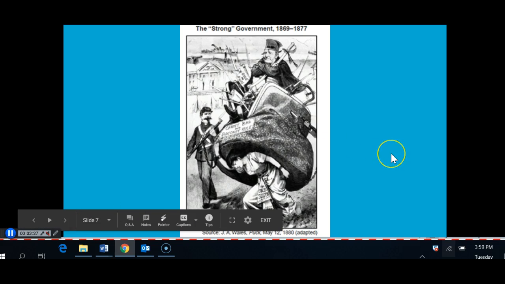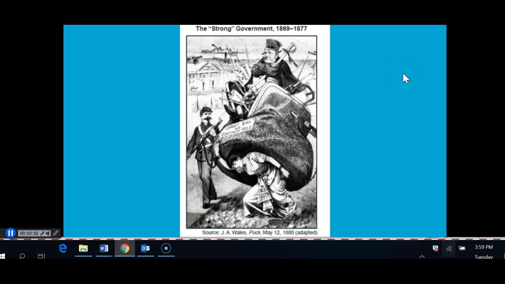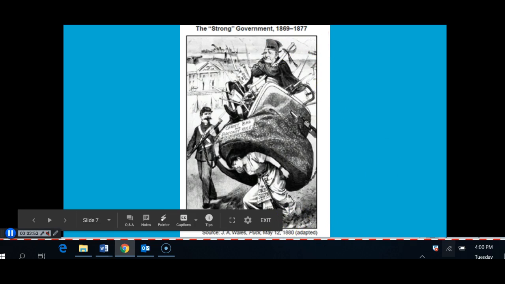Okay, so this is our political cartoon. You can see on the top that it is titled The Strong Government. It was created during the era of Reconstruction. At the bottom, you can see that the cartoonist's name is J.A. Wales, and it was created in 1880, although it is about the time period of Reconstruction.